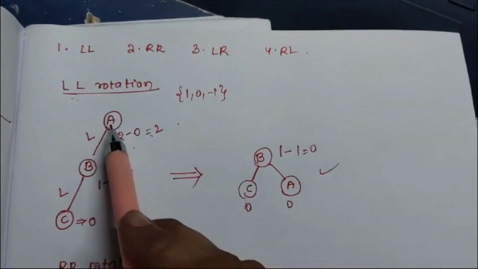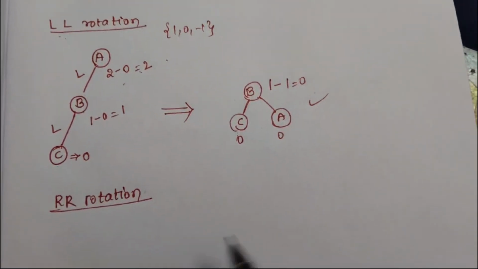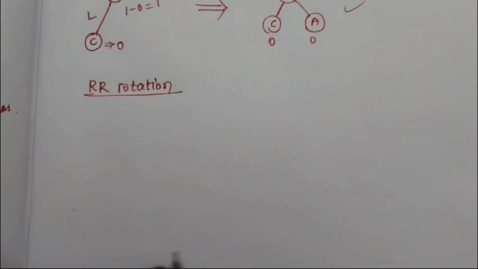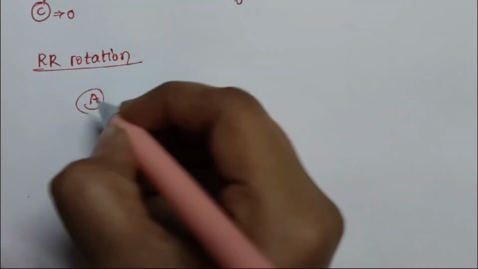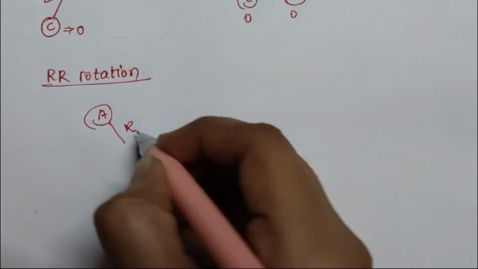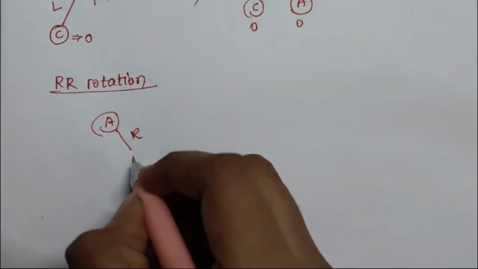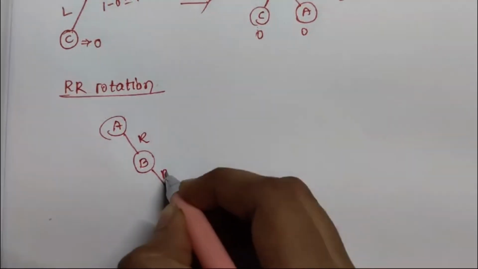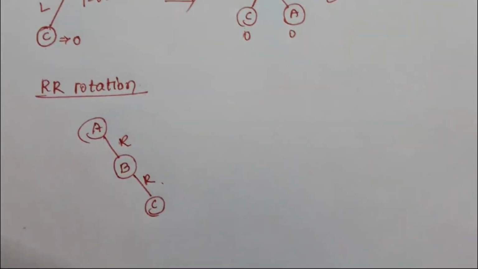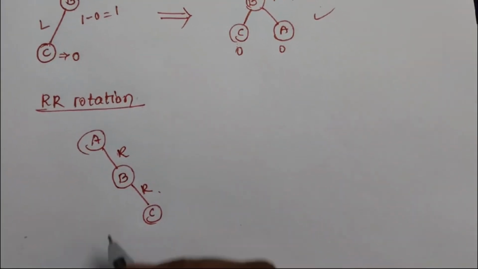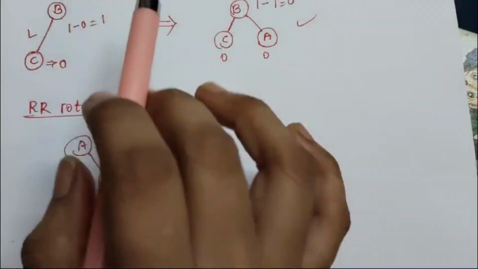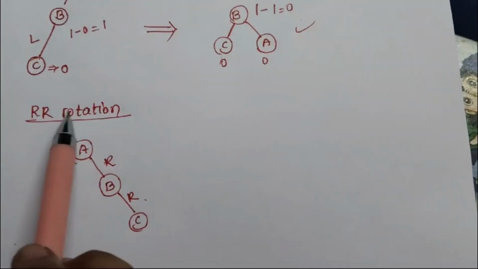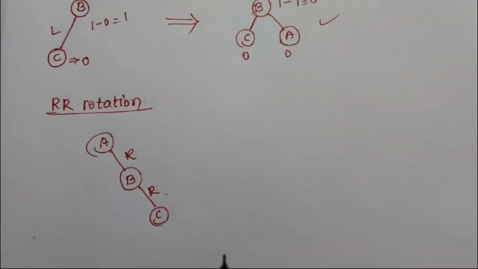LL means we did a right rotation. RR means we'll do a left rotation. Okay. So let's take a node A. Right side, so R. For this right side, R. Previously we did LL rotation, meaning we rotated to the right side. Now RR means you need to rotate to the left side. That's all.